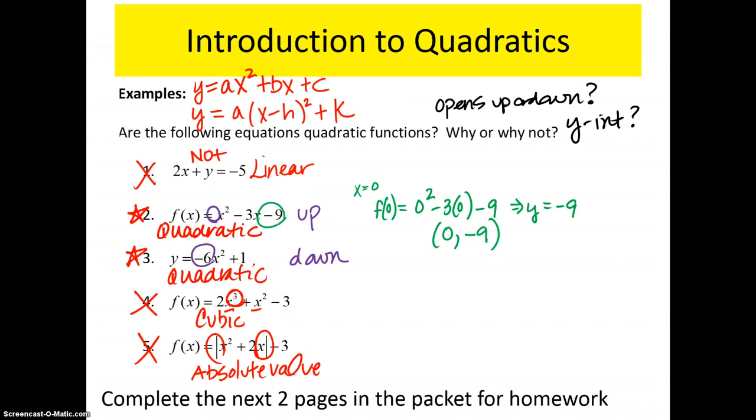Or again, C. The y-intercept here on number 3 is where x is 0. So we have y equals negative 6 times 0 squared plus 1. This is 0. Y equals 1. So we have the point 0, 1.